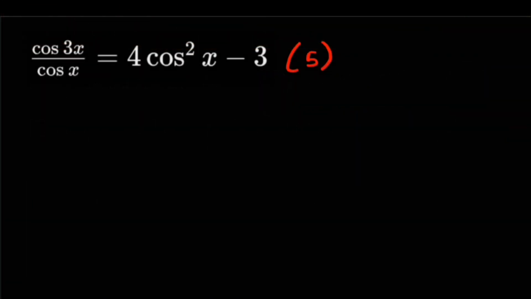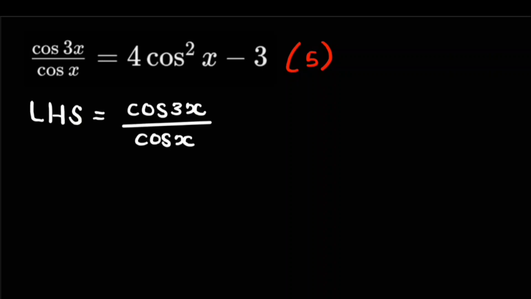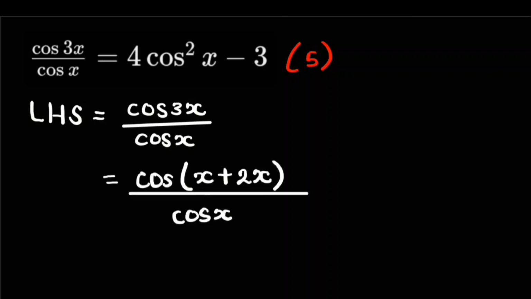We're now on to question 5, and this is a 5-mark question. Let's start off by rewriting the left-hand side. So we have left-hand side is equal to cos 3x over cos x. Now the numerator, cos 3x, we can actually compound that. So we can rewrite that as cos x plus 2x. Let's go ahead and do that.